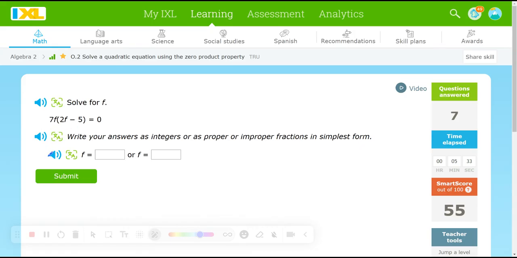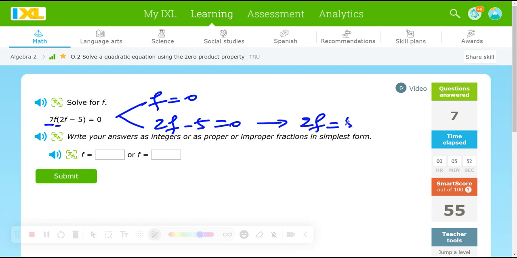This factor is actually 3 numbers multiplied, but the number 7 is never 0, all right? Number 7 is 7. So you only set up f equals 0. So you got one solution. And then the other one is 2f subtract 5 equals 0. All right? So 2f equals 5, and then f equals 5 over 2.